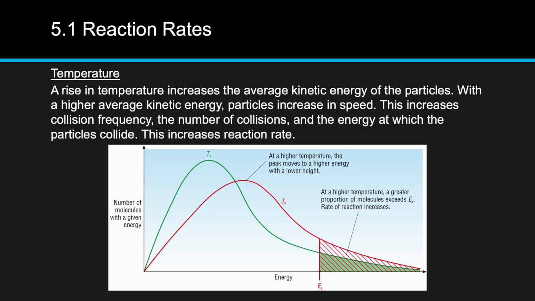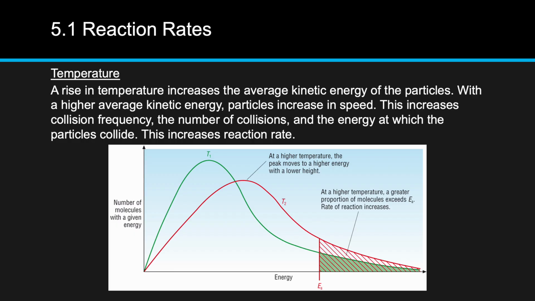Next factor is temperature. Increasing temperature increases the average kinetic energy of particles, which means they move faster and collide more often with more energy. However, just keep in mind that all particles are not going to have the same energy. Remember, it's an average kinetic energy. And this is going to be very well described by the Maxwell-Boltzmann distribution you can see in the bottom here.